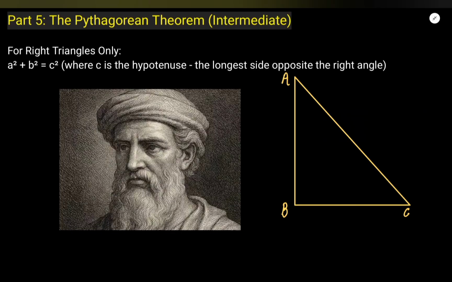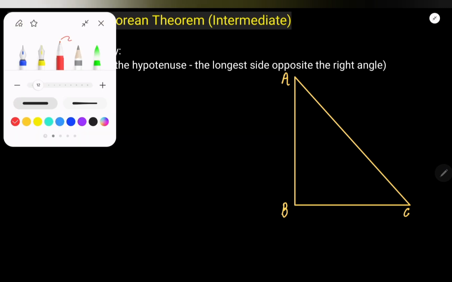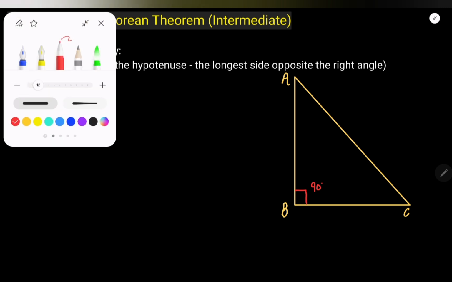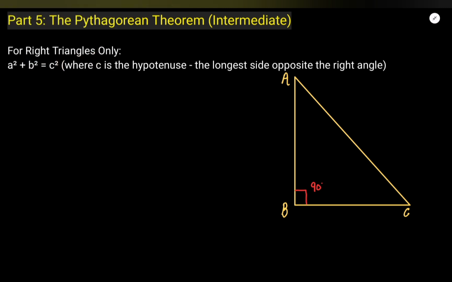Pythagorean theorem. Pythagoras said that whenever you have a right angle triangle, that means one angle is equal to 90 degrees. Suppose this angle is 90 degrees, right? So this is a right angle triangle. Then he said, suppose this is the longest side C, this length is B, and this is A.